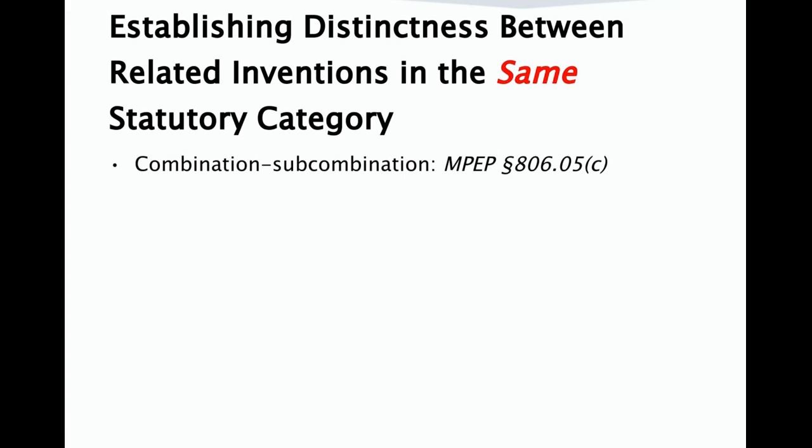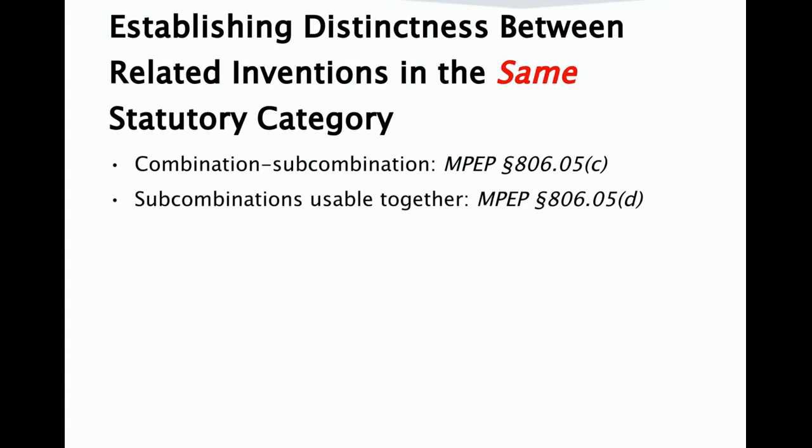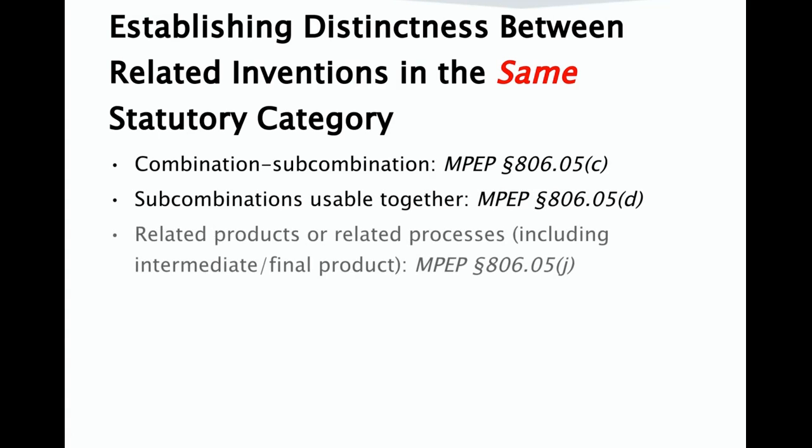When claimed inventions are in the same statutory category, there are three ways they can be distinct: combination-subcombination, subcombinations usable together, and related products or related processes, which includes the special situation of intermediate/final product. We will discuss each in more detail.